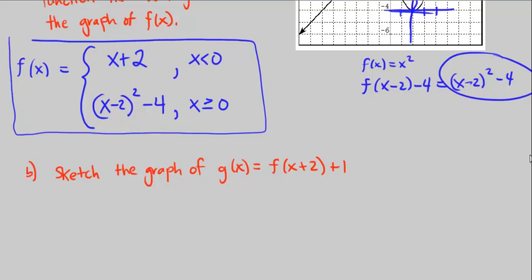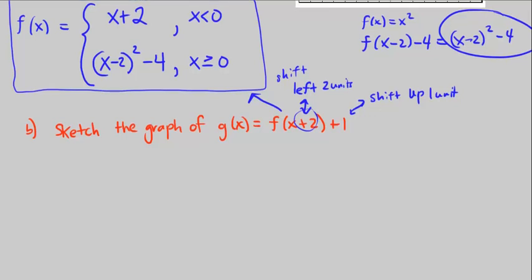Let's go ahead and do part B. It says sketch the graph of g of x, which is defined to be f of x plus 2, plus 1, given this is f of x. We know this plus 2 here means shift to the left, shift left 2 units. And the one outside, this is the plus 2, the one outside the parentheses means shift up 1 unit. Okay?